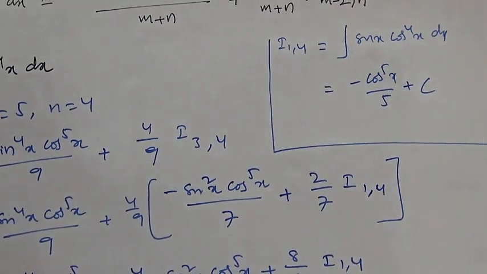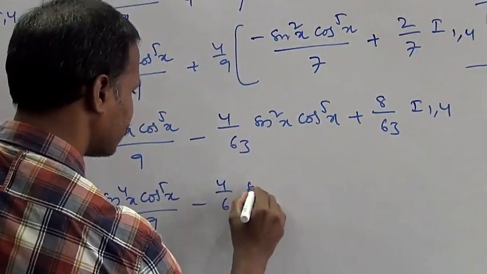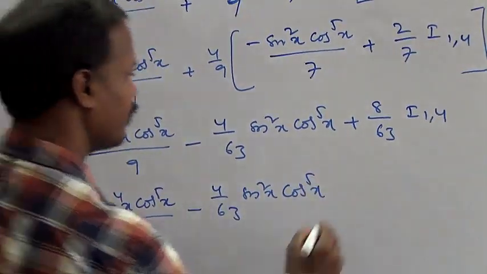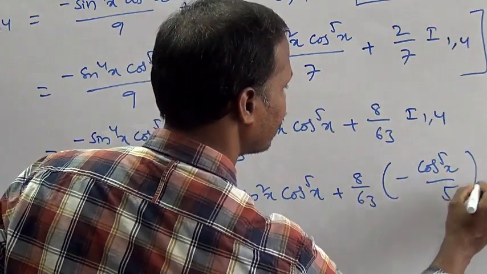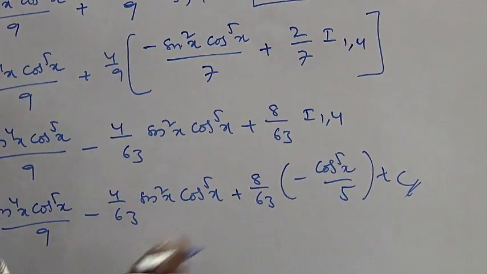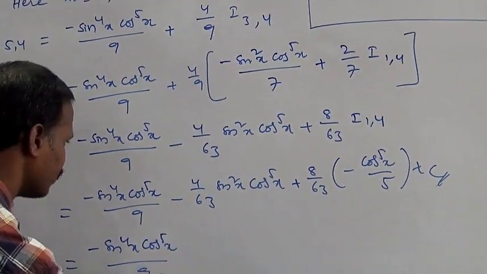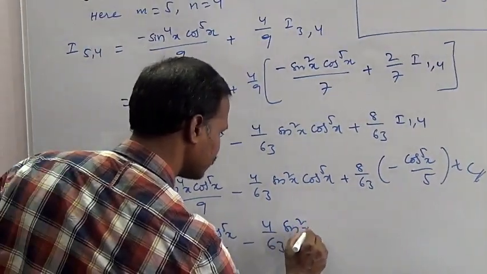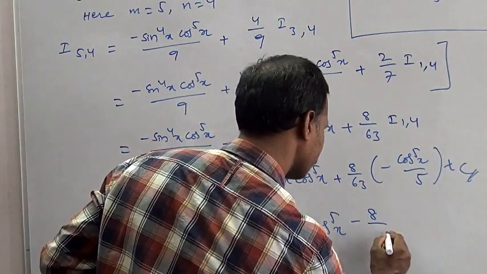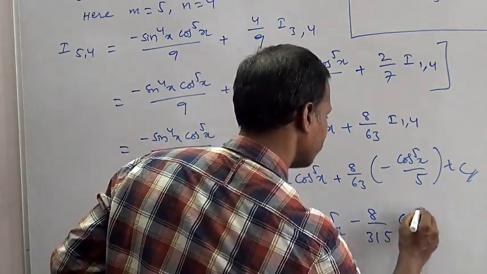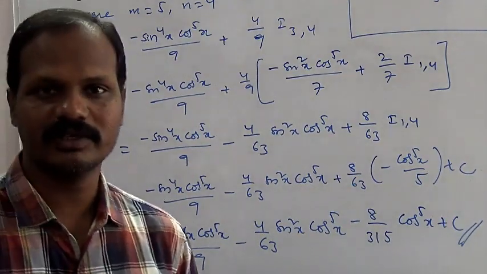Clear? So this is equal to minus sin power 4x cos power 5x by 9, minus 4 by 63 sin square x cos power 5x, plus 8 by 63 into minus cos power 5x by 5, plus C. Now the final answer is minus sin power 4x cos power 5x by 9, minus 4 by 63 sin square x cos power 5x, minus 8 by 63 into 5, 315 cos power 5x, plus C. So this is the solution for integral sin power 5x cos power 4x.